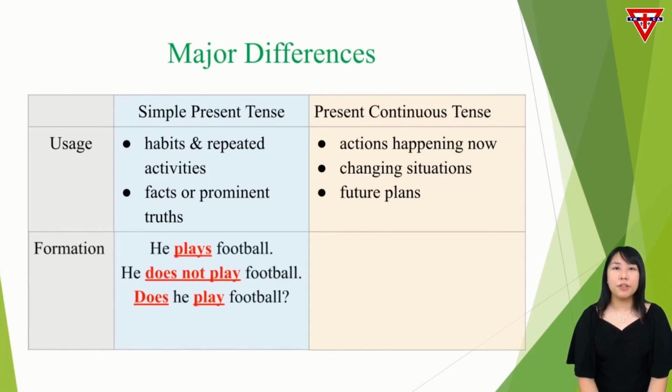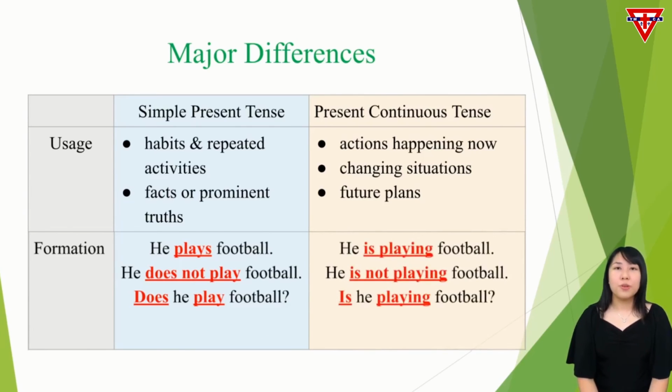For the formation, the verb goes to the base form and the S form in the simple present tense. The auxiliary do or does is used in negative sentences and questions. How about the present continuous tense? We must use is, am, or are plus the verb ing form. For negative sentences, we add not after is, am, or are. And for questions, we put is, am, or are before the subjects.